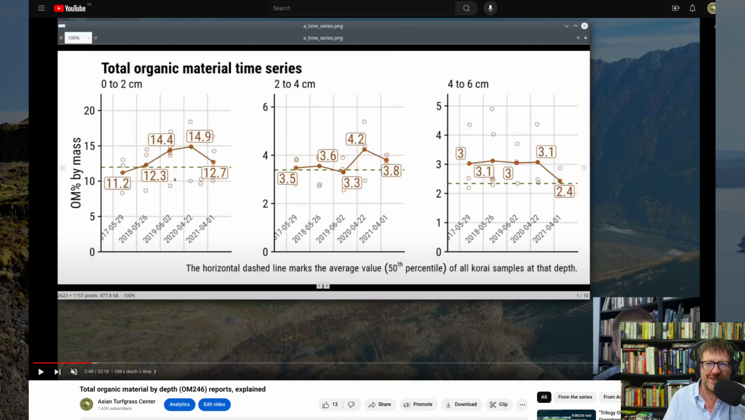You're able to check the effect of your top dressing. You're able to check the effect of not top dressing and trying to let nature take its course. You're able to check the effect of adding fertilizer and growing more organic material, or cutting fertilizer and letting the organic material stay the same or reduce. You're able to check all of those effects.